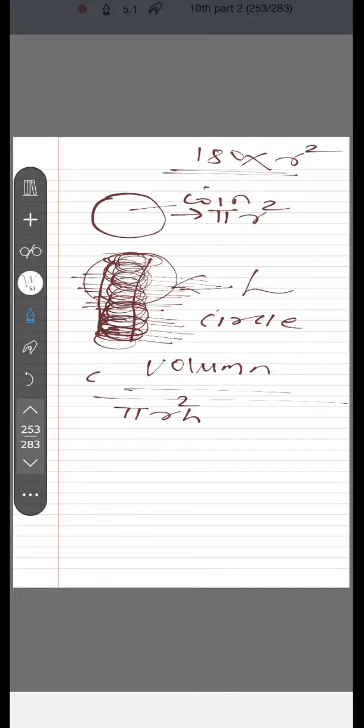So the volume of a cylinder is nothing but what? Pi r square h. This is how the formula exists.